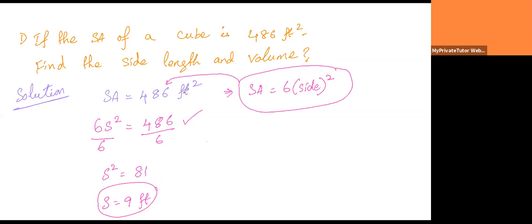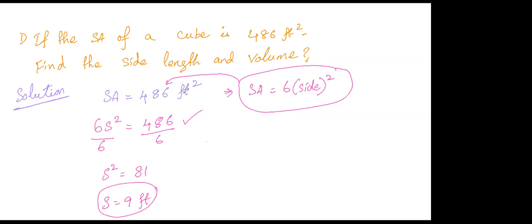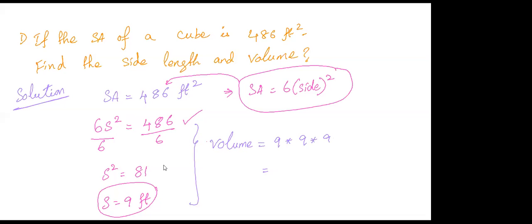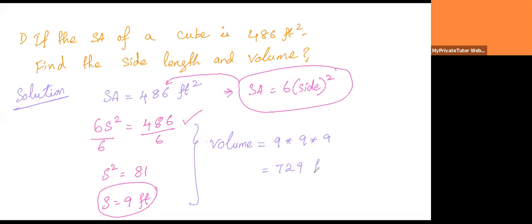Arfan, are you able to follow me? Please let me know if you find it difficult to understand. So s is 9 feet. We got the side length, so we can find the volume easily now, which is length into width into height. Length is 9, width is 9, height is also 9. So what is 9 cubed? 729 cubic feet. Excellent. Arfan, what do you think?